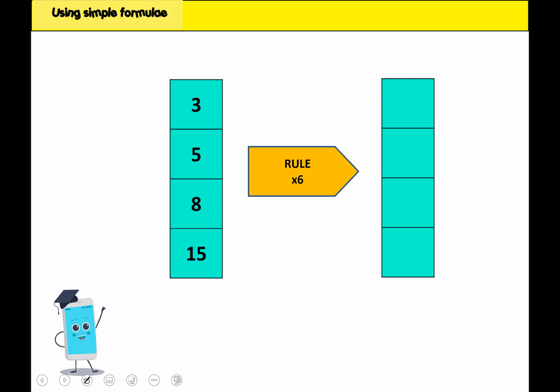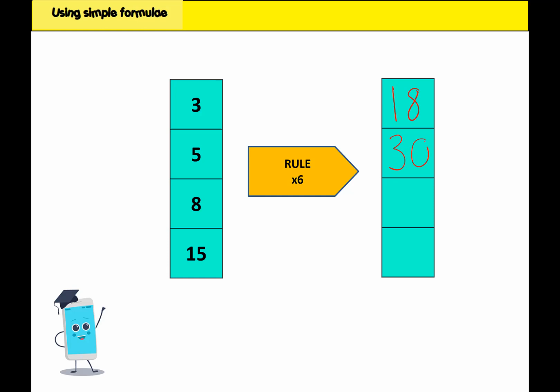So 3 times 6 is 18. So I would write that in the right hand column. Let's take our second number, the number 5. We're applying the rule times 6 to it. So 5 multiplied by 6 is 30.